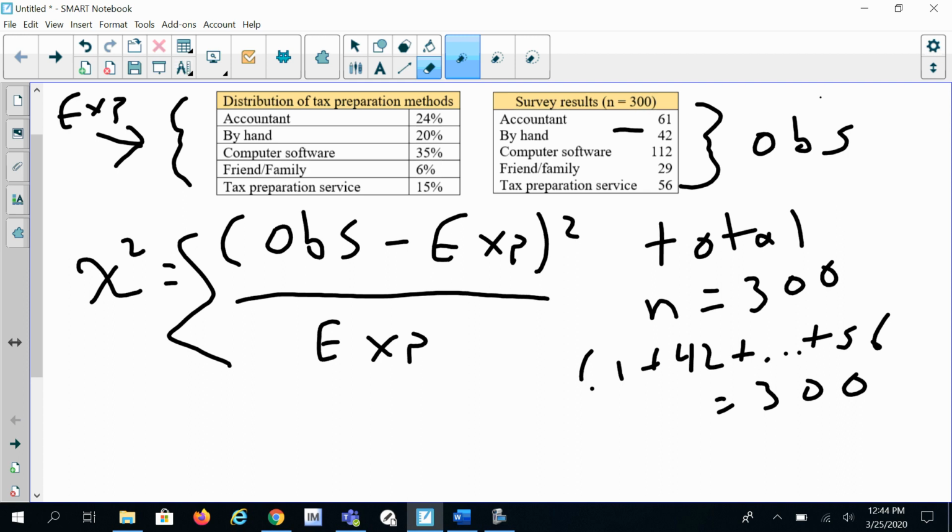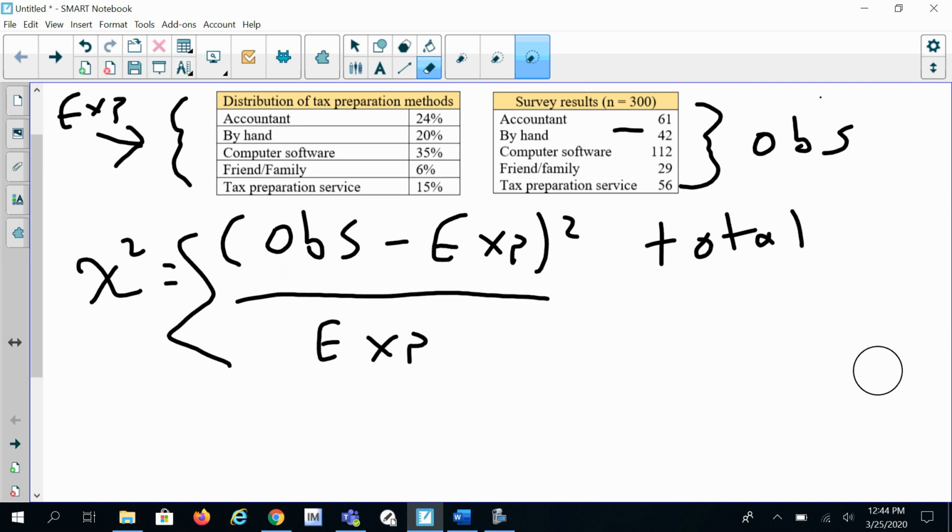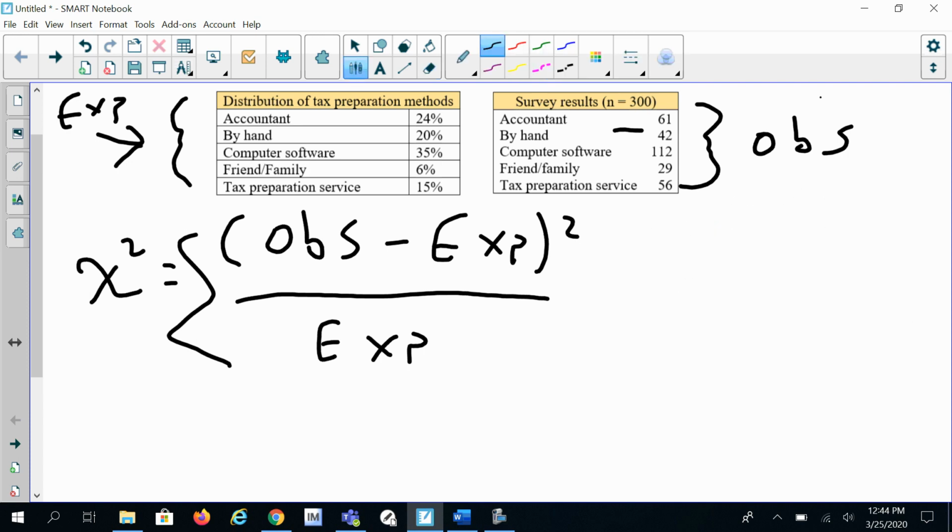Okay, so increase this. We know the total is 300, so there we go. The first thing I'm going to do is look at the accountant. I know there are 300 people, and I know that 24% of them are supposed to do their taxes by accountant. So I'm going to take 300 times 0.24.